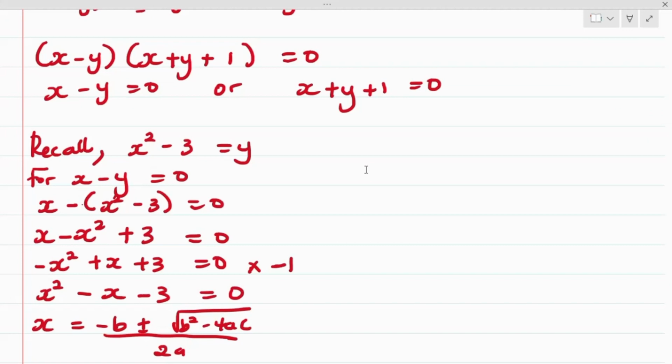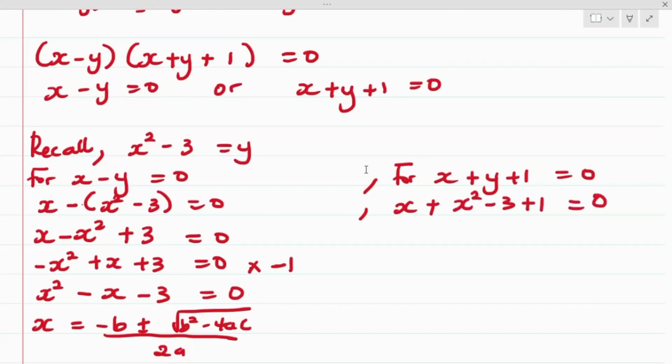So next we want to solve for x plus y plus 1 equals 0. And we already know that x squared minus 3 is equal to y, so we have y plus x squared minus 3 plus 1 equals 0. So rearranging this, we have x squared plus x minus 3 plus 1, which gives us minus 2, and this is equal to 0. So let's simply factor this.